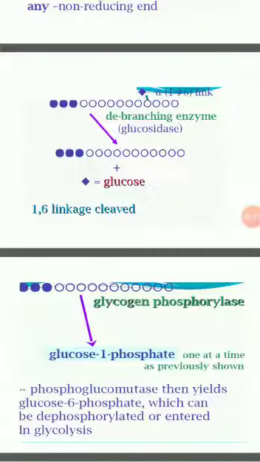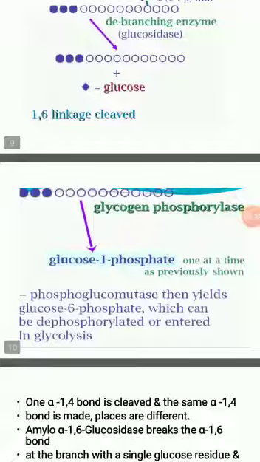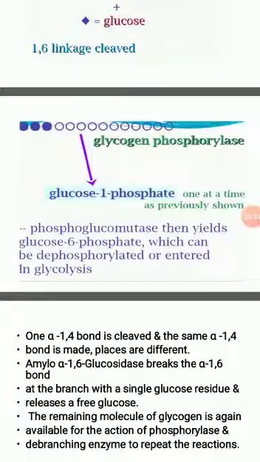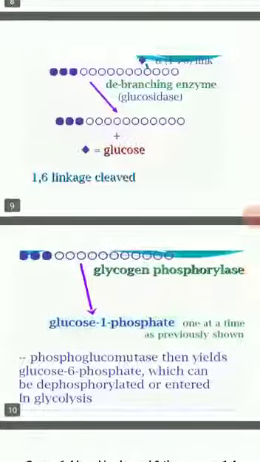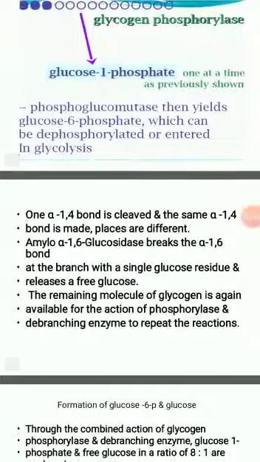You can see in this debranching enzyme, alpha 1,6 glucosidase, which is going to break the alpha 1,6 bond at a branch with a single glucose residue. You can see this single glucose residue will be formed, and it releases a free glucose molecule.